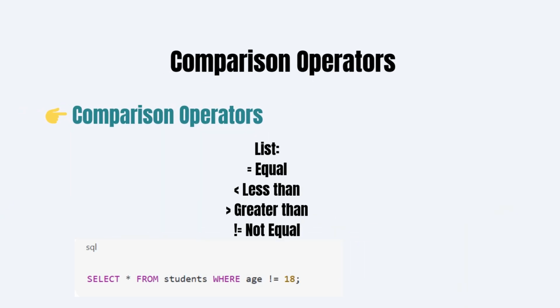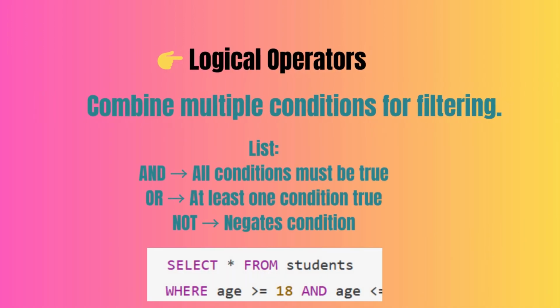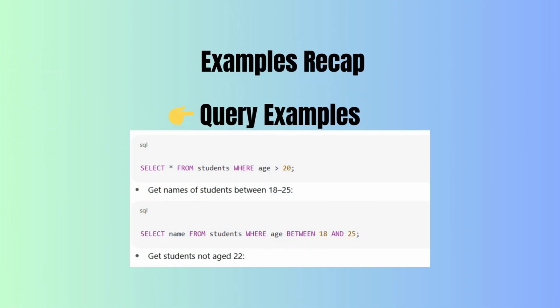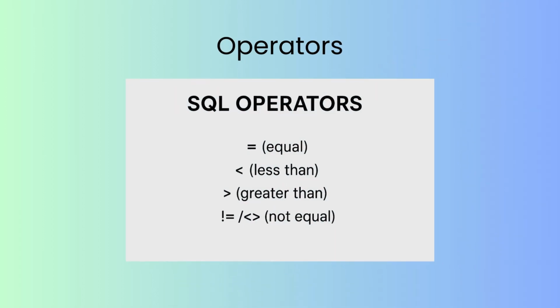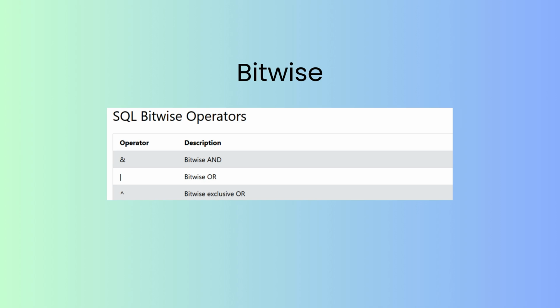And what is the use of the WHERE clause? The WHERE clause is used to filter records based on a condition. Comparison operators include equal to, less than, greater than, less than or equal to, greater than or equal to, or not equal to. And logical operators AND, OR, NOT: we can combine multiple conditions using logical operators.